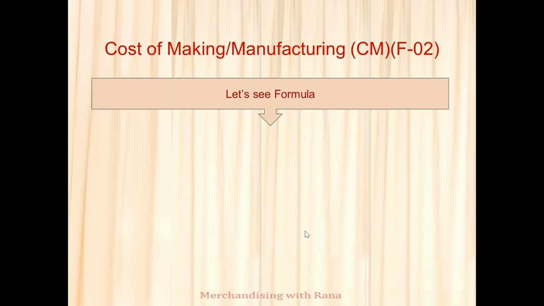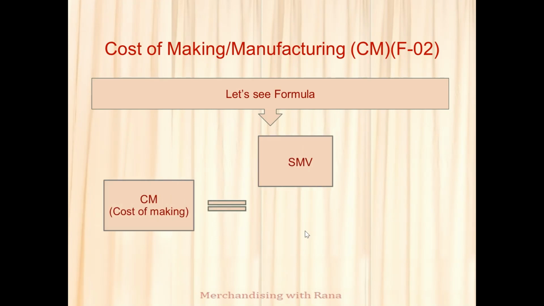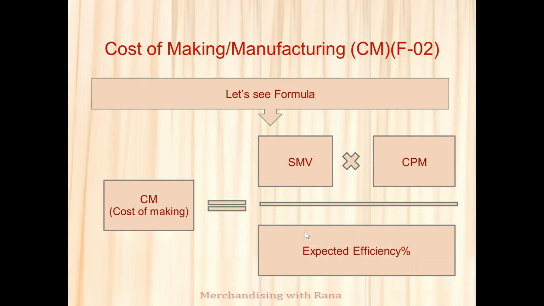So the major formula for cost of making. Let's see the formula. CM, or cost of making, is equal to SMV multiplied by CPM divided by expected efficiency percentage. Remember again, it is an important formula. CM, or cost of making, is equal to SMV multiplied by CPM divided by expected efficiency percentage. Hope you wrote it down.